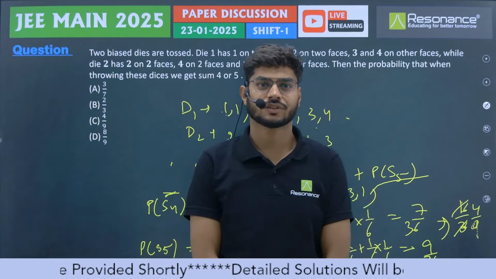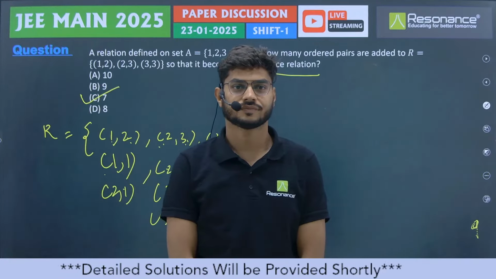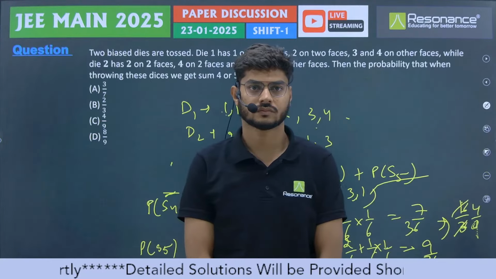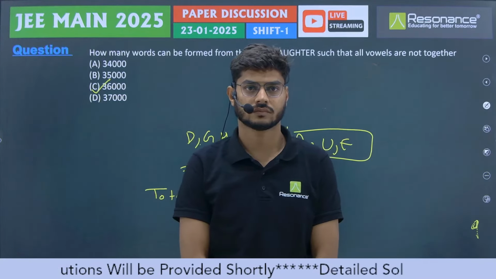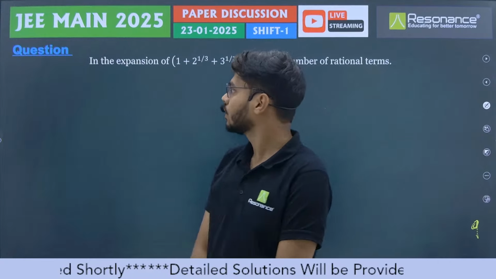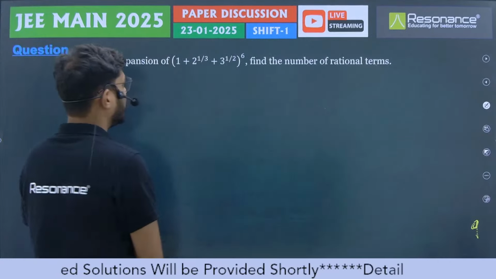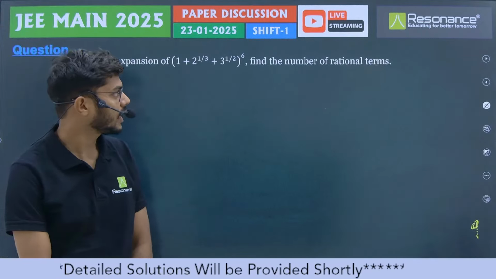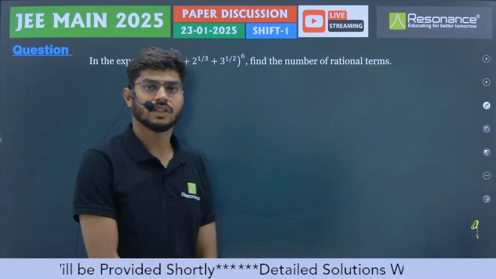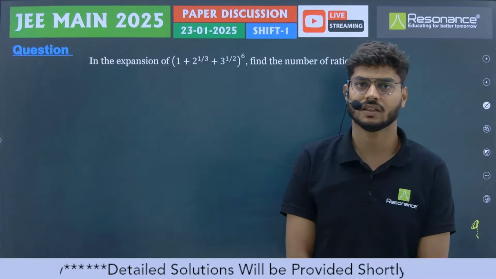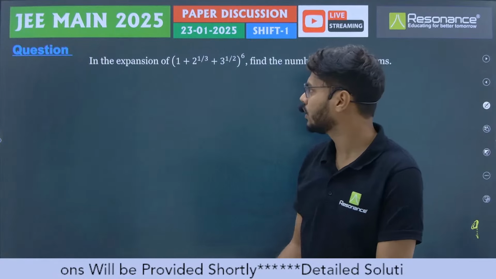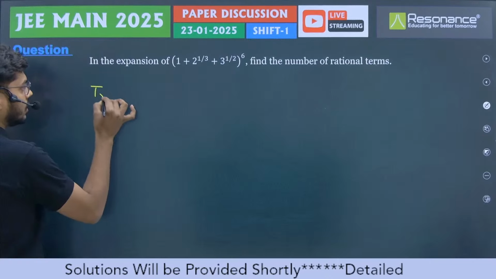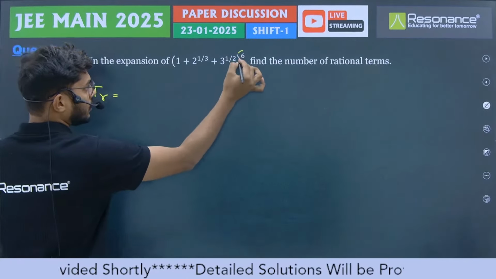So moving on to the next question. In an expression of (1 + 2^(1/3) + 3^(1/2))^6, I have to find the number of rational terms. So it is based on the multinomial theorem, an extension of the binomial theorem. We already know that if there are 3 terms, the general term formula is based on the power n.